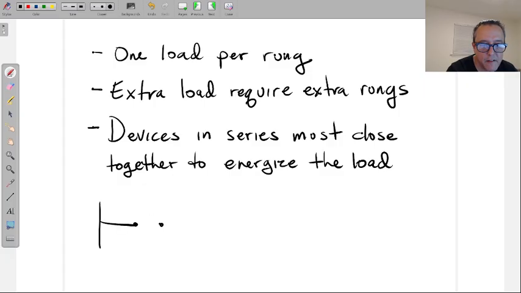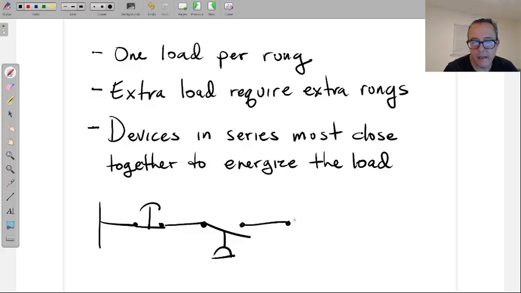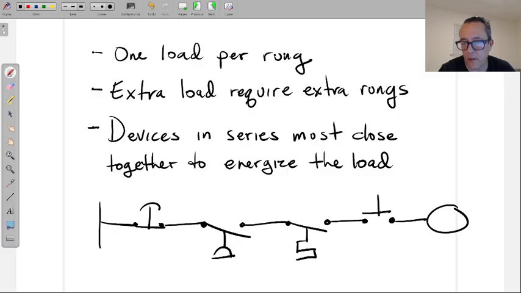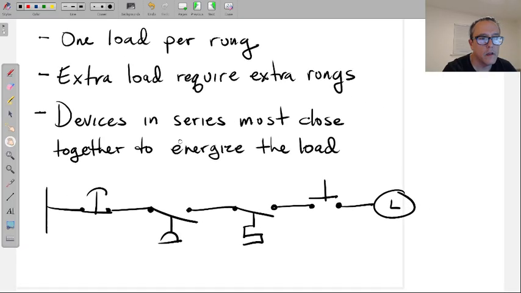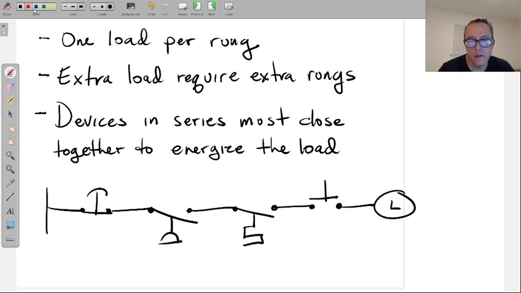I could have, for example, a normally closed emergency stop, a normally open pressure switch, a normally open temperature switch, and then a normally open push button, and then the load. All of them together at some point.